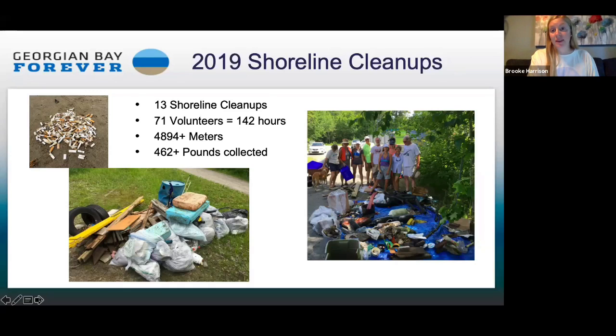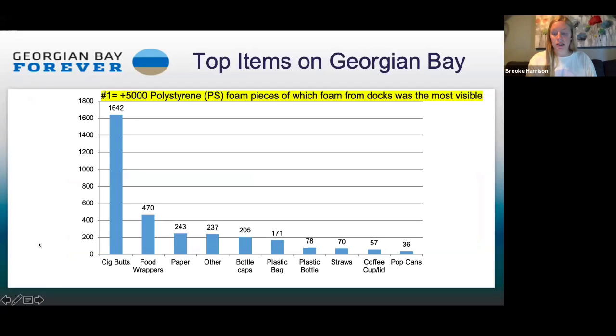It's a way to actually get yourself on the ground. And here are some of our results. In every shoreline cleanup that we did, we tracked what we were collecting. Everyone had these tally sheets, and we were seeing what we were actually picking up. We saw a lot of cigarette butts, food wrappers, paper, bottle caps, the things you'd expect. But by a landslide, the majority of what we were collecting was polystyrene foam pieces, which is foam from most likely docks. So this was very alarming.